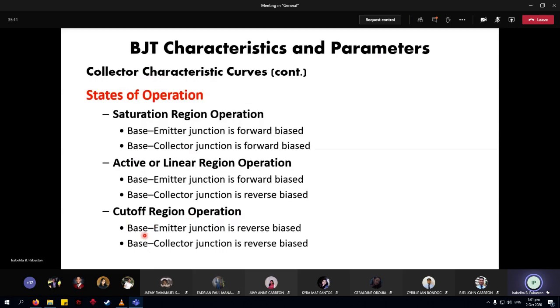The cutoff region, the base emitter is reversed and then the base collector junction is reversed. Basically, for saturation, both forward; for cutoff, both reverse, the base emitter and base collector. For linear operation, that is when you use your BJT for amplifier, the base emitter is forward and the base collector is reverse. Not easy to remember, right? Both forward saturation, both reverse cutoff. Okay.